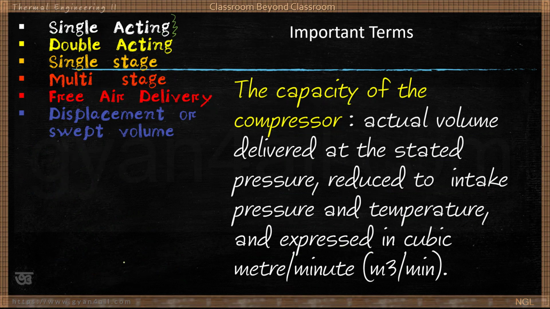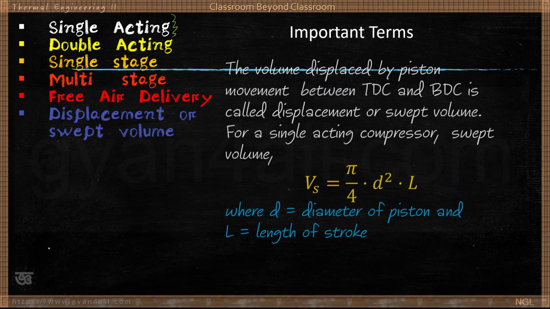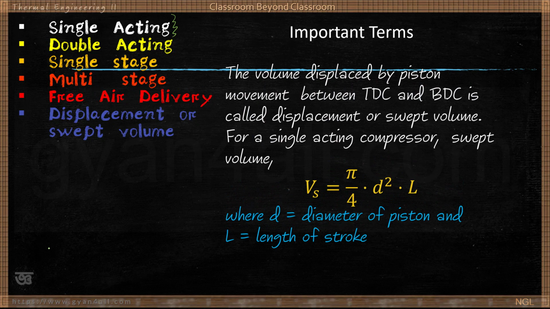Free air delivery, FAD. It is called FAD. Next term is displacement or swept volume. You all know about this. What is displacement or swept volume? Like in an IC engine, it is the volume displaced by the piston movement between TDC and BDC. The distance between TDC and BDC, that volume is called the swept volume or displacement.